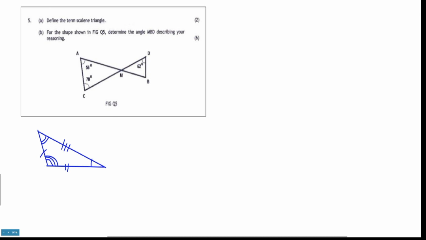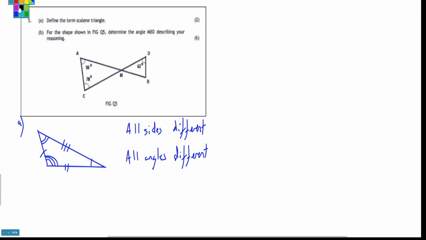But let's write it as saying all sides different, all angles different. If you wanted to say it's a 3-sided shape, that would be quite complicated for the triangle part of it, but okay. Only 2 points, but worth getting the 2 points.